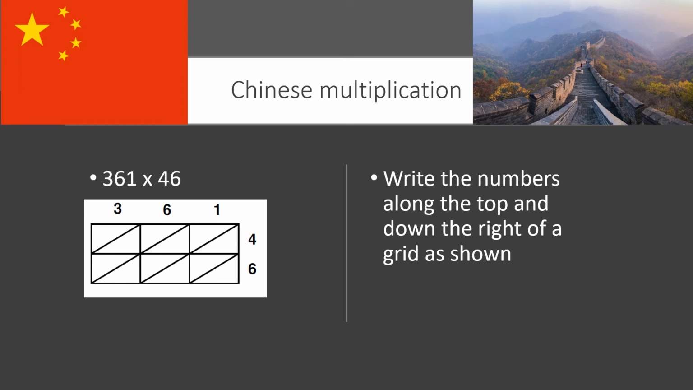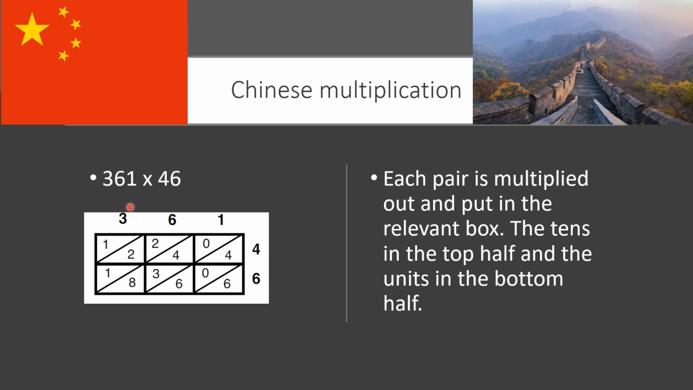So I've split 300 for the first column, 60 for the second column, 1 for the third, and then times by 46. So 40 will be the top row and 6 will be the second row. And you can see on that diagram there that I've done a diagonal line through each box. Now we're just going to do the multiplication of each bit like we've done with the normal grid method. So 3 times 4 and 6 times 4 and so on.